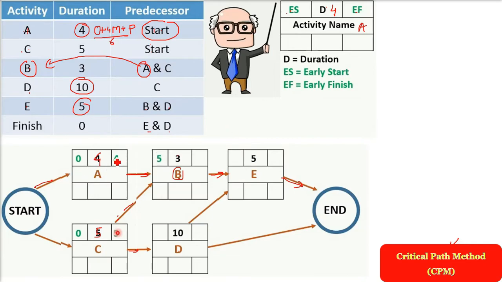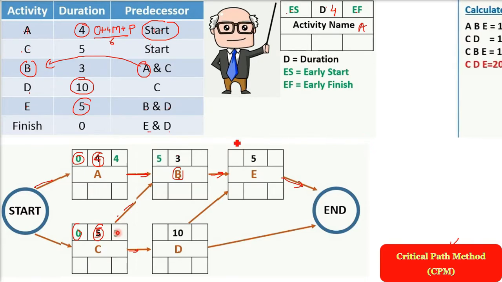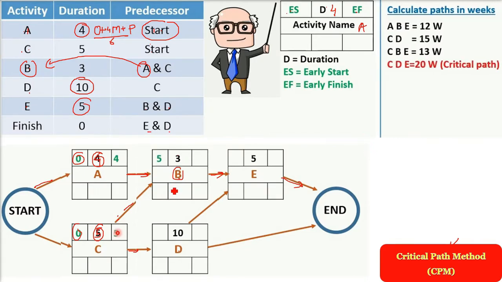Let us take an example. These both are starting with 0. When will B come? Because B is having arrows from A and C, but A duration is 4, C duration is 5. What is the maximum? 5. So for early finish, you have to put 5 at B. Others are also there. Okay.